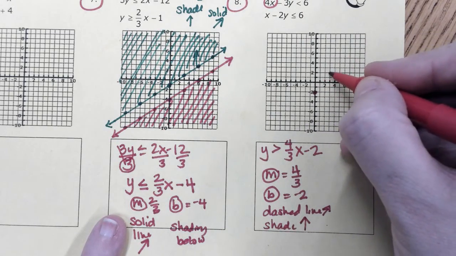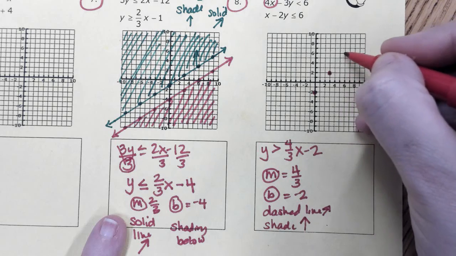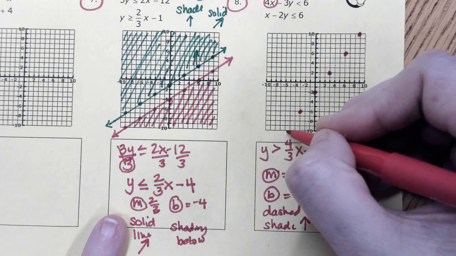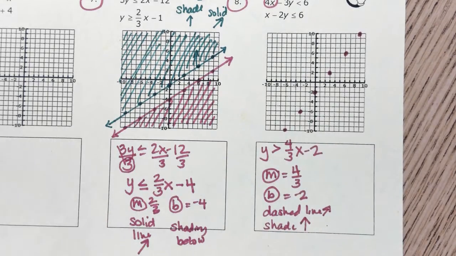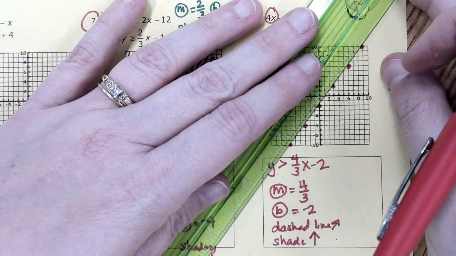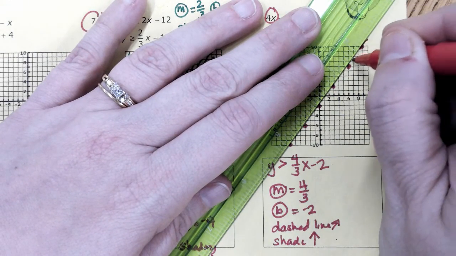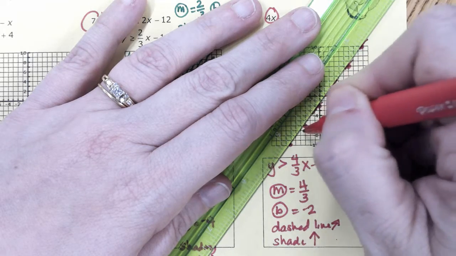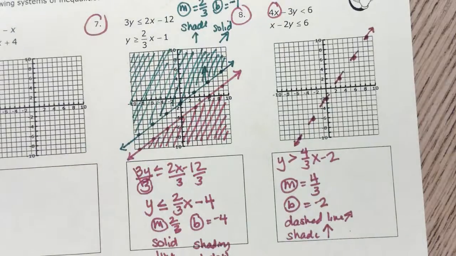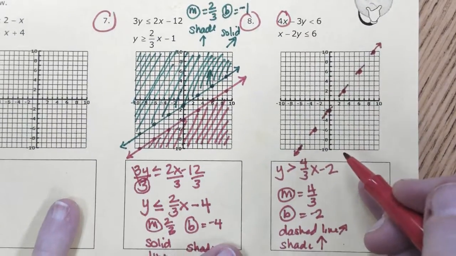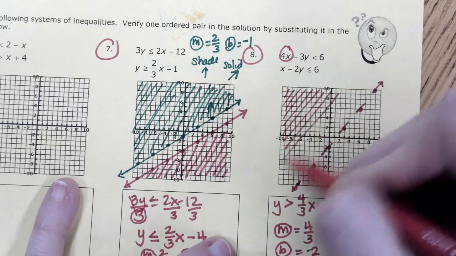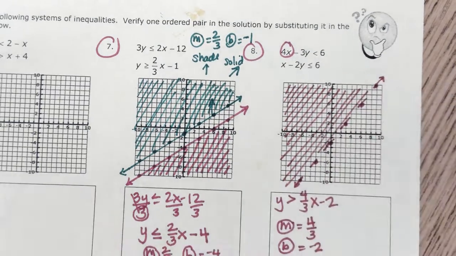I'm going to rise 4, run 3, rise 4, run 3, rise 4, run 3, continue back the other way. And when I do my line, I can just leave dots like that, or I can just put a little dash through each of those so that my boundary line is a little bit more clear, but it's still obviously dashed. Okay? And now I'm shading above. So this is going to be my shaded area.